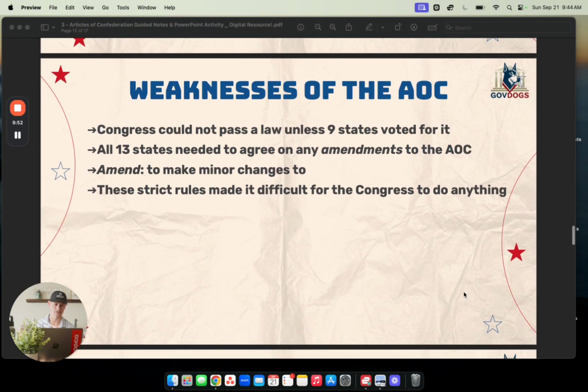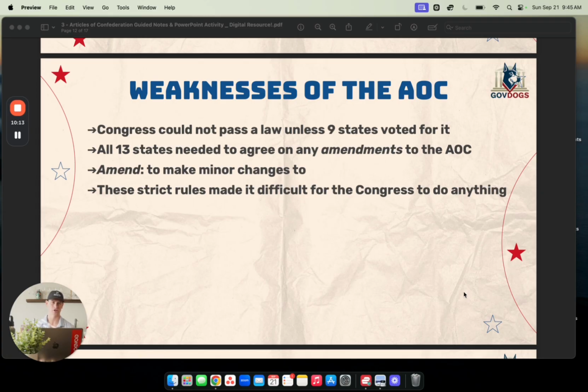Now let's get to the weaknesses. So obviously we do not follow the Articles of Confederation currently. We follow the U.S. Constitution, and there's a reason for that. All right? So Congress could not pass laws unless 9 states voted for it. That is a supermajority, because if you take half of 13, right, and then you take 9, 9 is way more than half of 13.